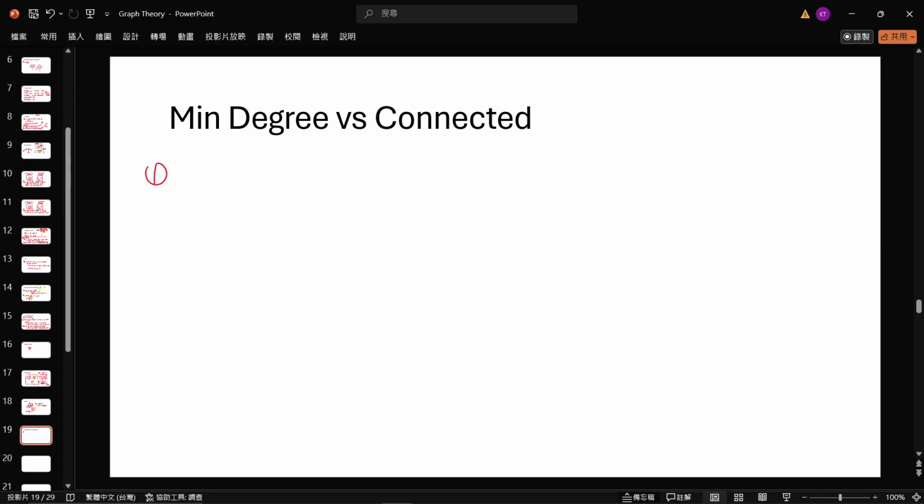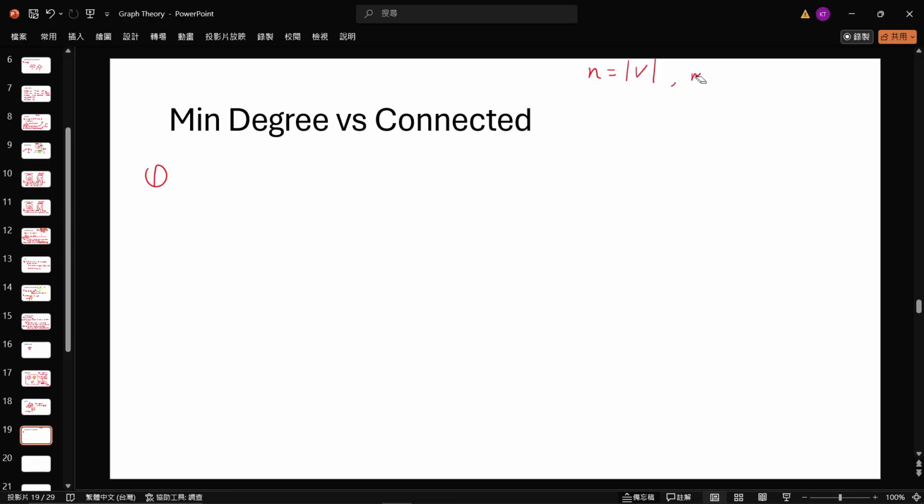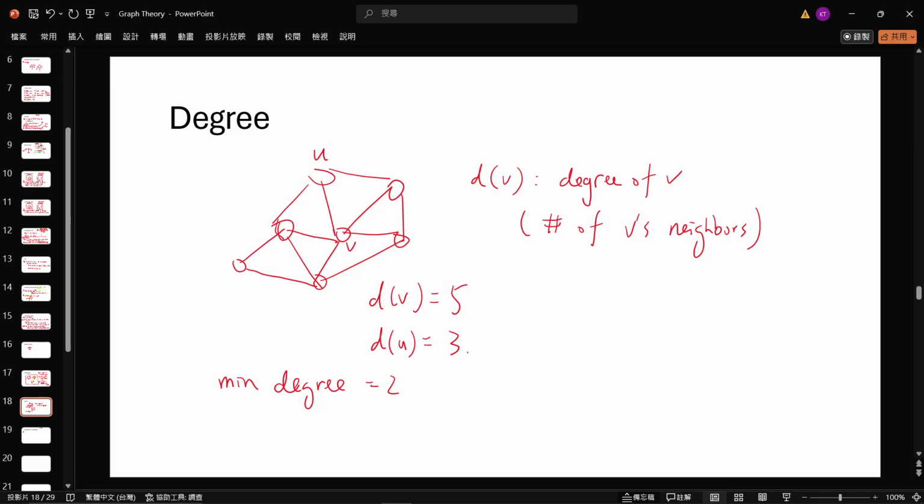Okay, so the first one, this is a warm-up question, okay? And sorry, another standard notation that I have to introduce. So throughout this course, we're going to use lowercase n to represent the number of vertices in the graph, okay? So, for example, in this graph, n is 7, okay? Because there are 7 vertices in the graph, okay?